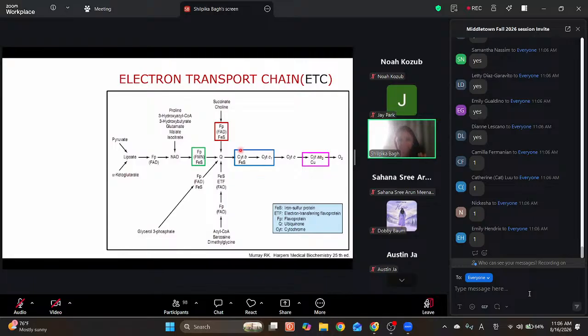There is an electron flow participating with components, and then there is a proton circuit. So how do electrons flow? Through iron: Fe+2, Fe+3, Fe+2, Fe+3. That's why you then come to inhibitors. That's why carbon monoxide and cyanide have a specificity: one binds to Fe+2 and the other one binds to Fe+3.